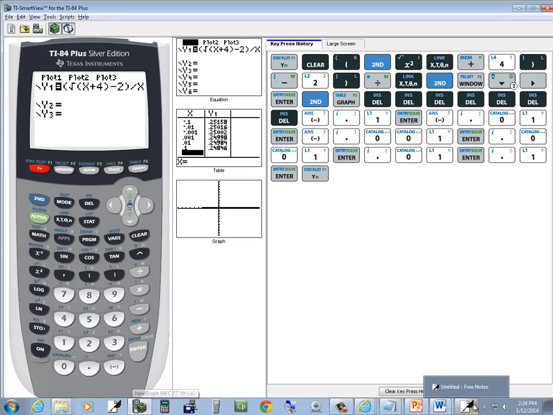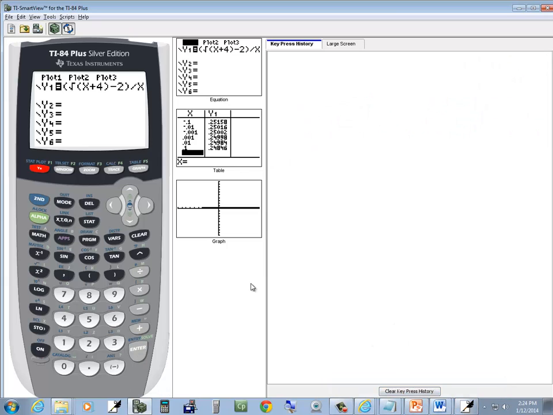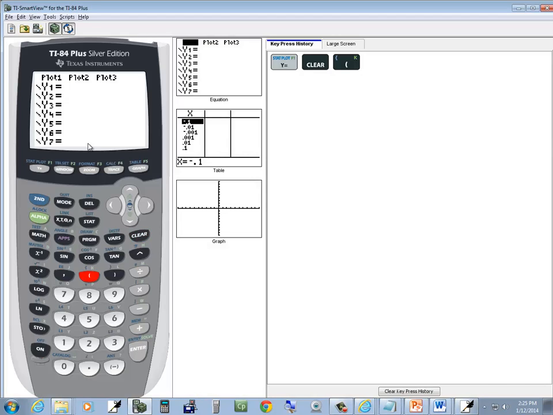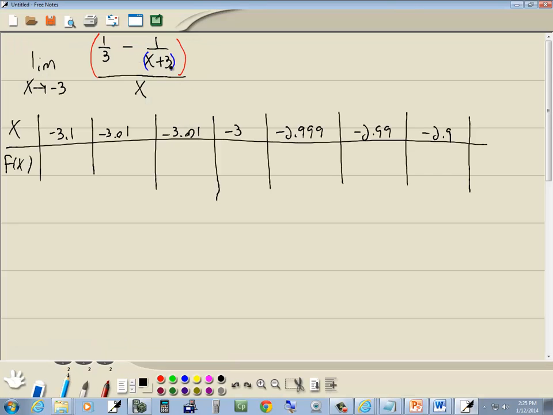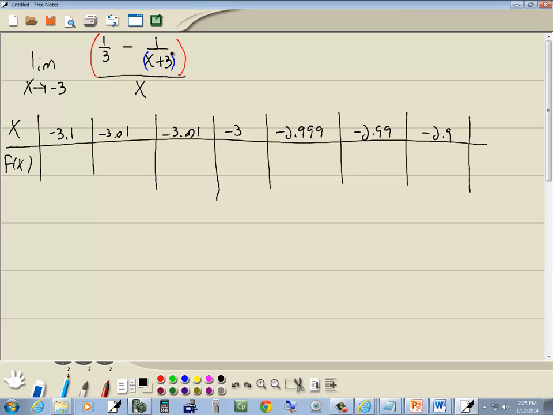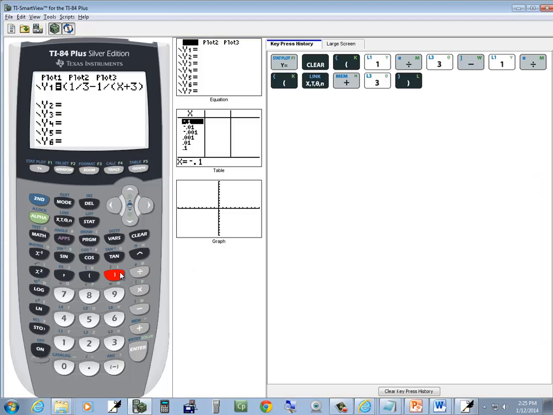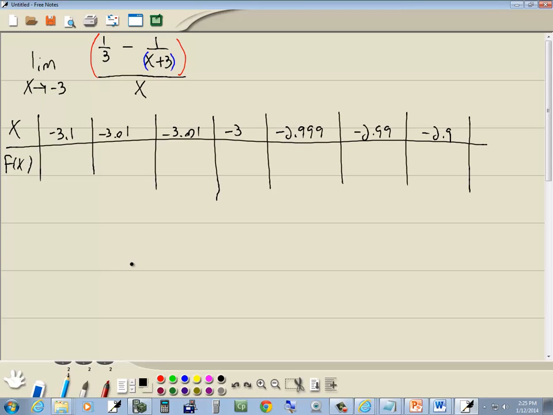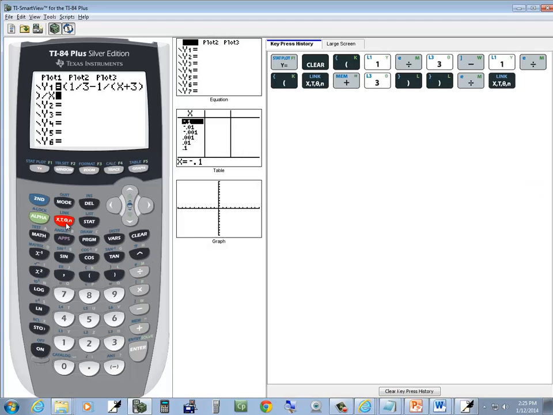Okay, so I'm going to press my Y equals. Press my clear. I'll do beginning parentheses for the top part, that's this red. 1/3, it's 1 divided by 3 minus 1 divided by, and then we want the beginning parentheses around the x plus 3. So beginning parentheses, x plus 3, closing parentheses, that would be my closing blue one, and then I need a closing for the red. And then divided by x.